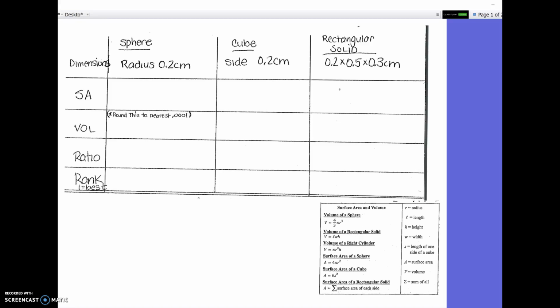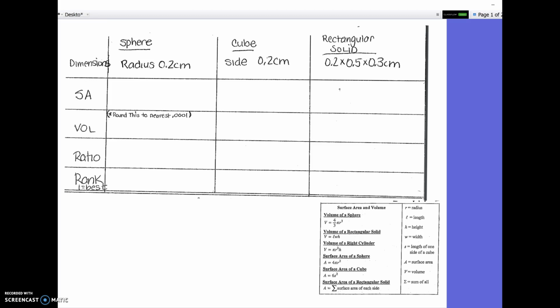Okay, so Monday, remember that your short answer is going to include a section where you're going to have two shapes, and you're going to have to give me the surface area, the volume, and then the ratio. And then you're going to be asked to rank the shapes, which one would be fastest for diffusion, and then which one would be slowest.